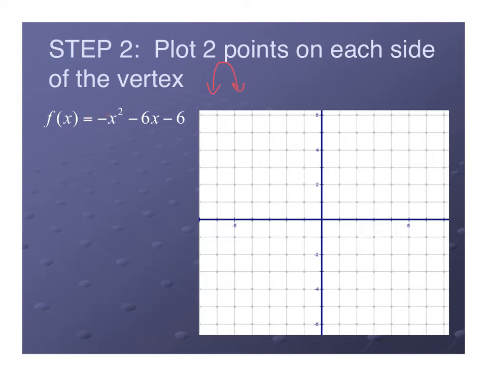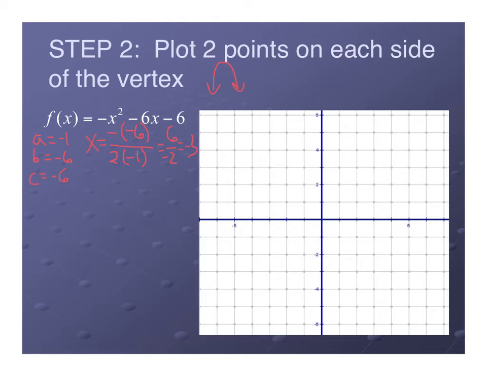So first things first, I know this time it's going to look like an N because of that negative sign out front. Next thing, I want to write down my A, B, and C. Now I want to find out the x coordinate of my vertex. So I have x equals negative b over 2 times a, negative 6 over 2 times negative 1, which is negative 3 for my x coordinate of my vertex.